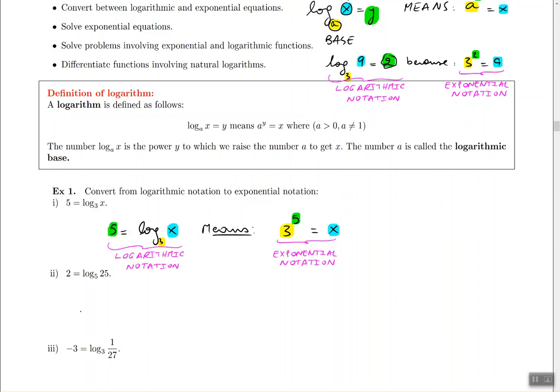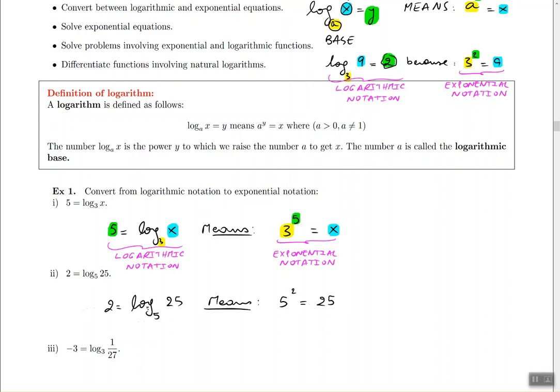How about the next one? The next one says 2 equals log base 5 of 25. And again, what do we mean when we write all of this notation? We mean that 5 to the power of 2 is equal to 25.